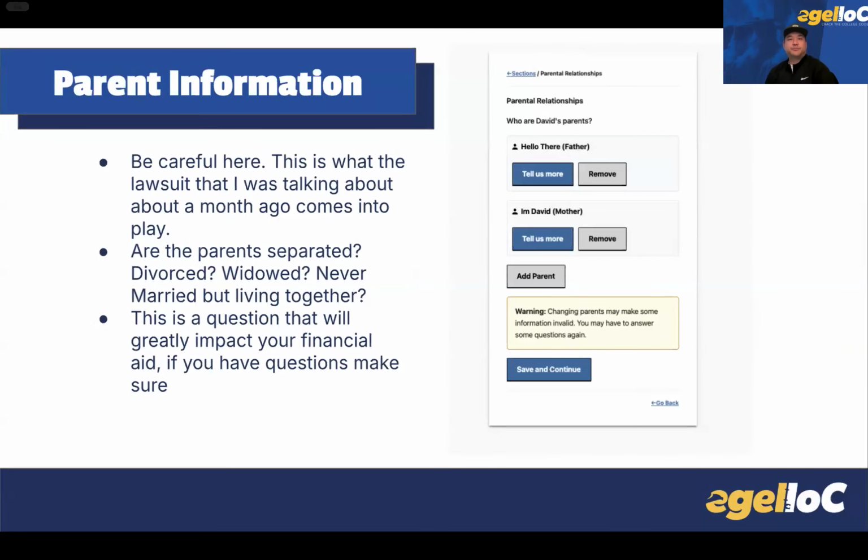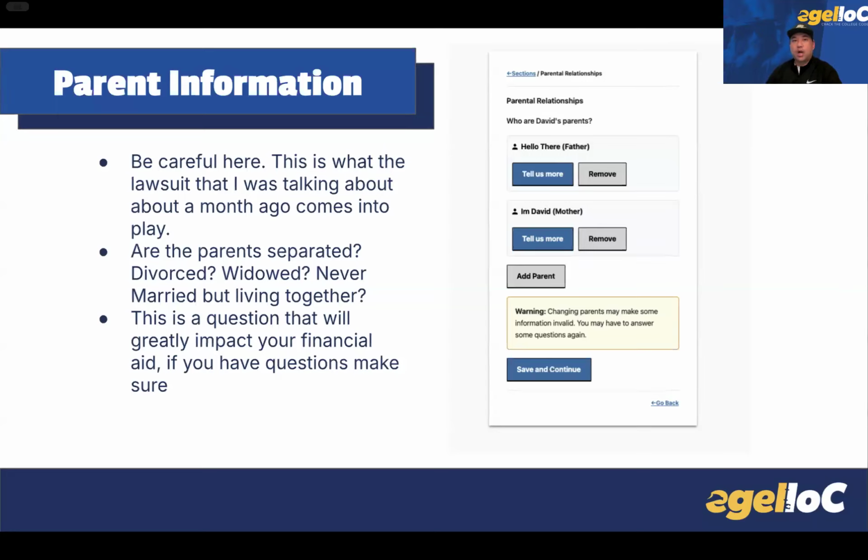Now, parent information. This is one of the parts that I did want to make sure we went over. We need to be very careful here. About a month and a half ago, I told you about a class action lawsuit that has been filed by students from the past two or three decades against the College Board and multiple elite institutions, about 40.